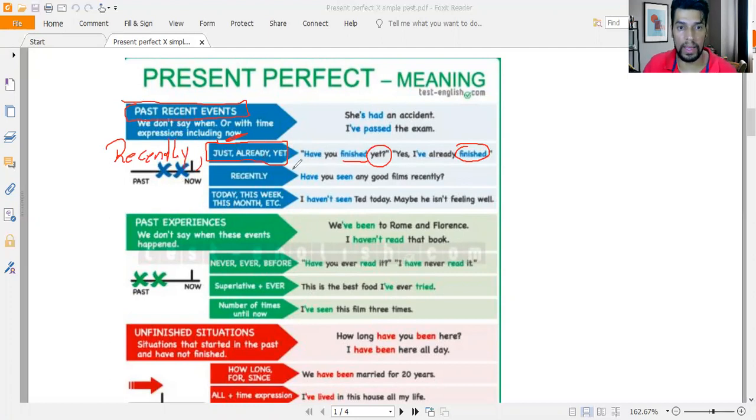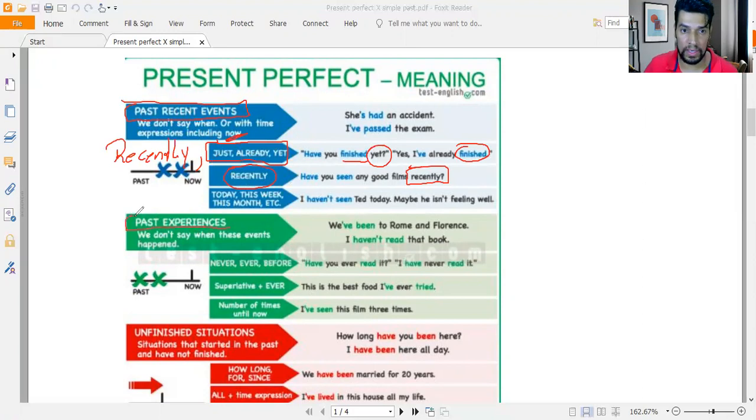Recently, just, already, yet. Oh, here it is. Have you seen any good films recently? Look, guys, why these words? Because these words have the meaning of uncertainty. It's not finished time. You don't know exactly. So just, already, yet, recently, it's not a precise time in the past. That's why we use these words with present perfect.